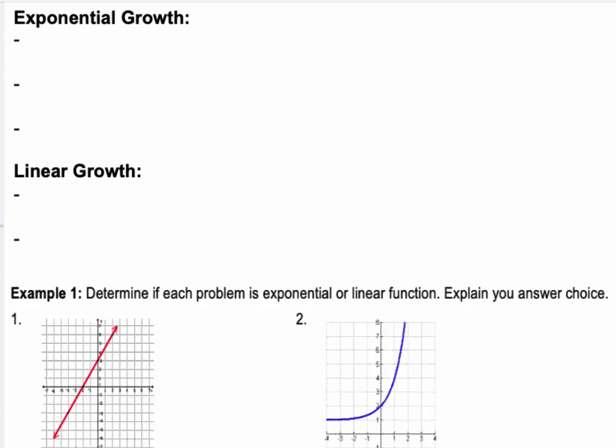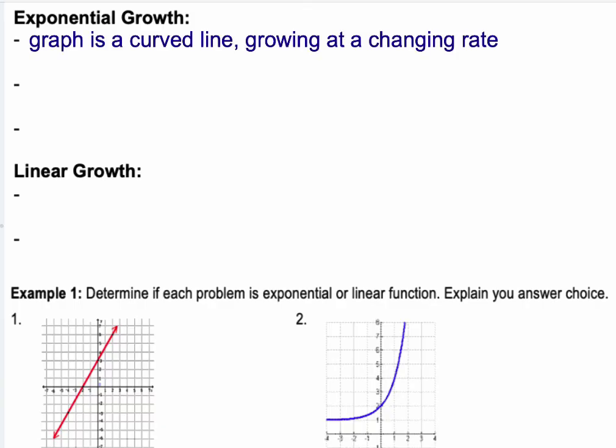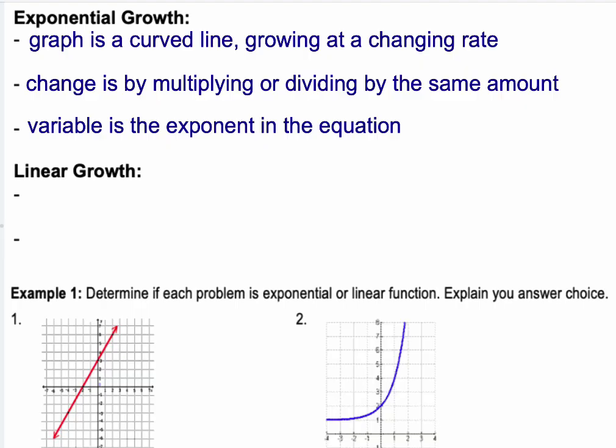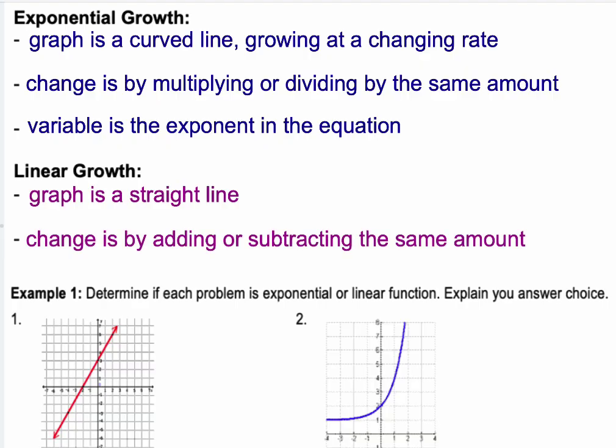So here is what we look for, depending on the form that it's in. For exponential growth, the graph is a curved line. It's growing at a changing rate, so it's either increasing greater and greater or decreasing. The change is by multiplying or dividing by the same amount. And the variable is the exponent in the equation. For linear growth, our graph is a straight line, and the change is by adding or subtracting the same amount. So you may need to pause for a second, fill that in, and then we'll go on with the next part.